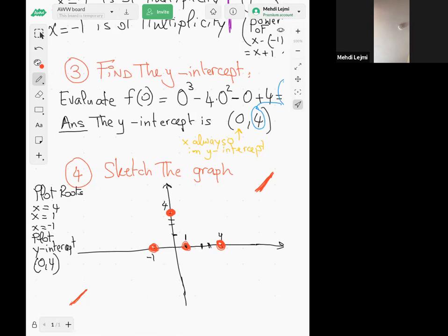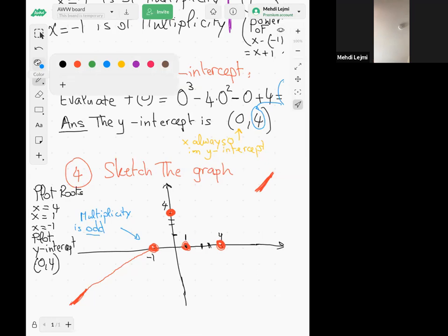So you start from down here. You have to connect to join the first root, which is -1. Now, what happens when you arrive at -1? That depends on the multiplicity of -1. So -1 is of multiplicity 1, which is odd. So when the multiplicity is odd, you just cross the x-axis. So here I'm going to just cross the x-axis.